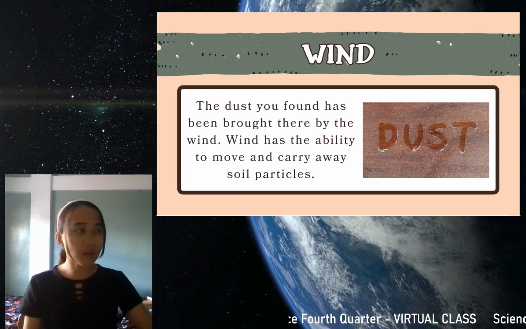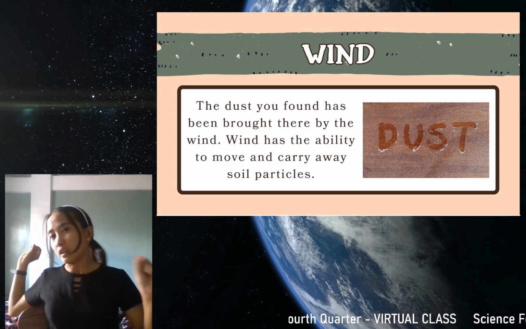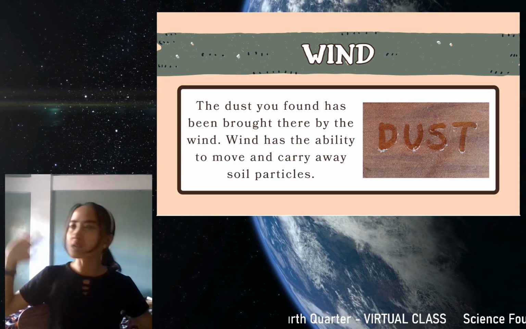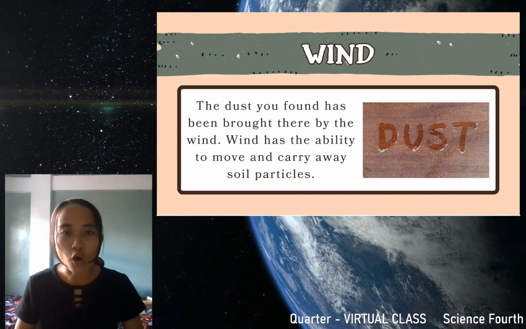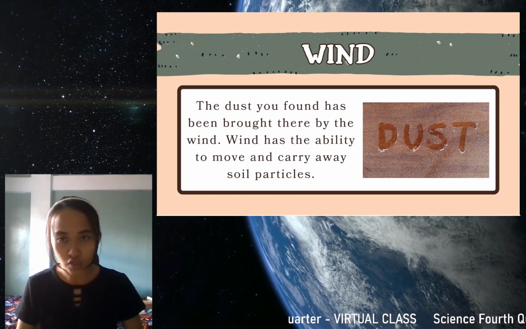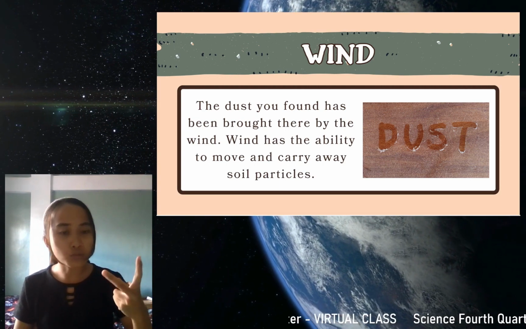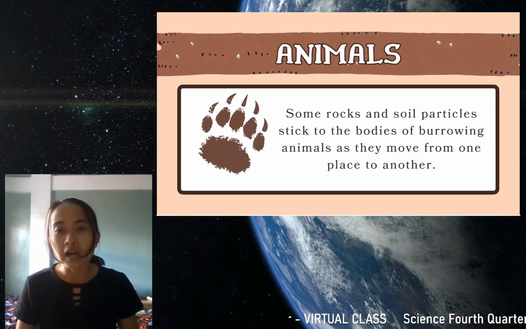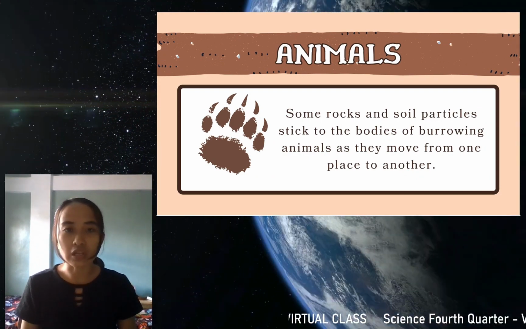So, di ba po kayo may mga dust, galing yung nakabukas yung bintana inyo, and grabe yung wind, nakapasok na yung mga soil. So, that's an example or a manifestation of soil erosion. So, number 1, ano nga po yung number 1? Very good, water. And number 2 is wind. Number 3, animals are also one of the agents of soil erosion.